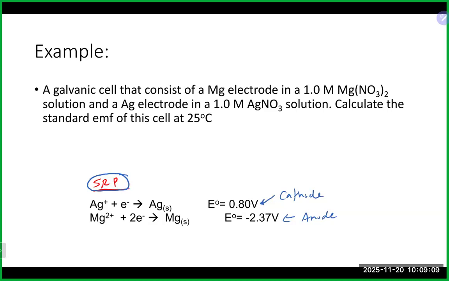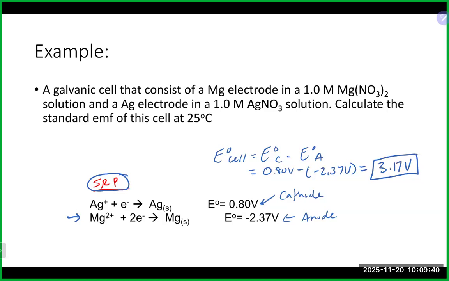So in this case, we're just looking for the cell voltage. If you wanted to, you could just go into that equation, cathode minus anode. Since I'm going to be subtracting, I'm not going to change anybody's sign, even though technically this guy here would be the one that would be reversed. So we're going to go with 0.8 volts minus a negative 2.37 volts. That's going to give us 3.17 volts as our cell voltage in this particular case.